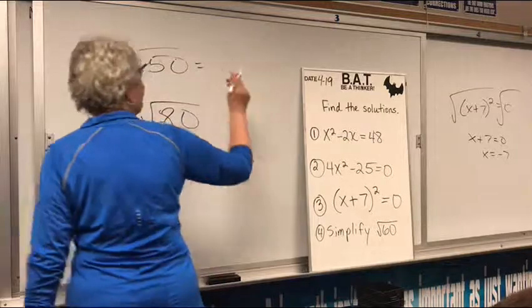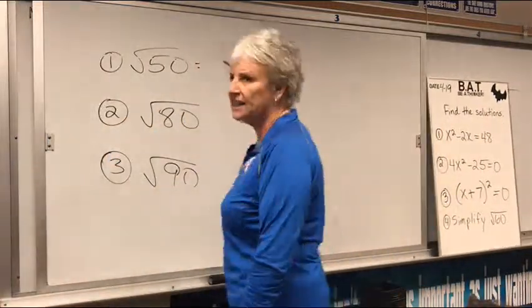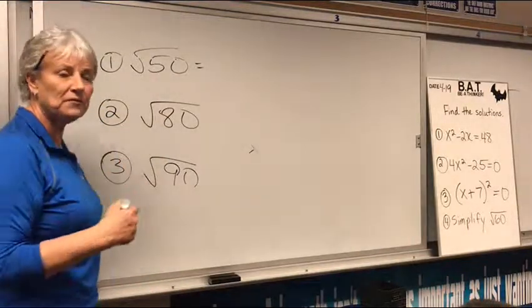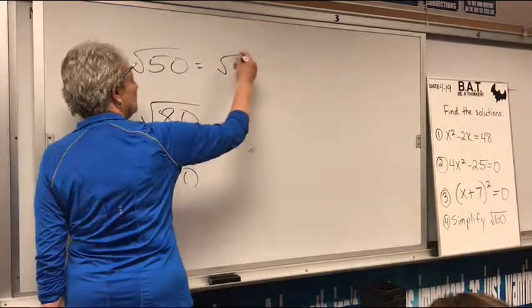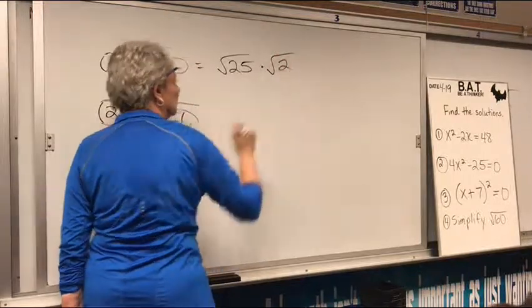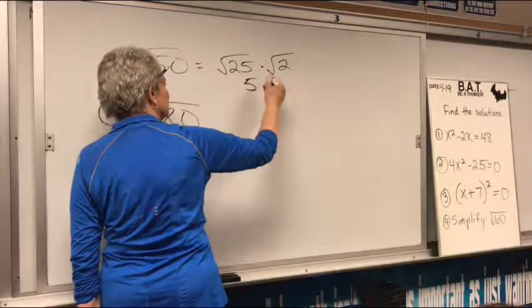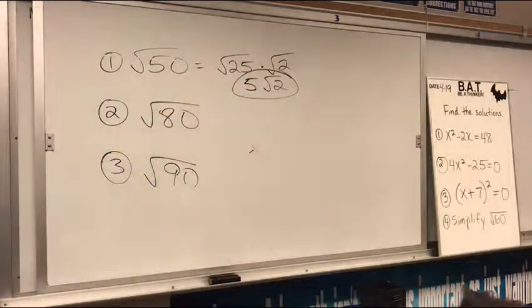Can anybody tell me what perfect square goes into 50? The square root of 25. You always write the perfect square first. It's like a coefficient. The square root of 25 times the square root of 2. What is the square root of 25? 5. Questions?